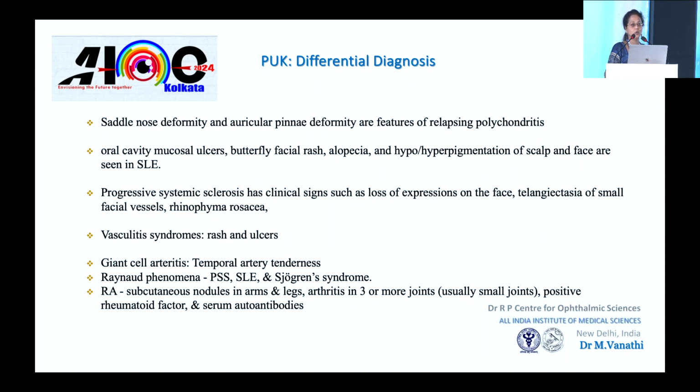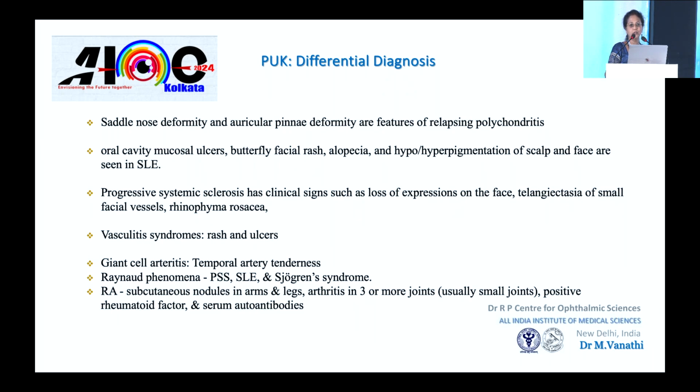You can have oral ulcers, mucosal ulcers, butterfly rash of the face. These are all telltale signs that the patient is having SLE or relapsing polychondritis. Systemic sclerosis features like telangiectasia of the vessels and facial vessels, rhinophyma. Vasculitis will have other systemic features usually associated, and the pertinent feature for giant cell arteritis is temporal artery tenderness, Raynaud's phenomenon in systemic sclerosis, SLE, Sjogren's here, subcutaneous nodules if you look at rheumatoid arthritis.